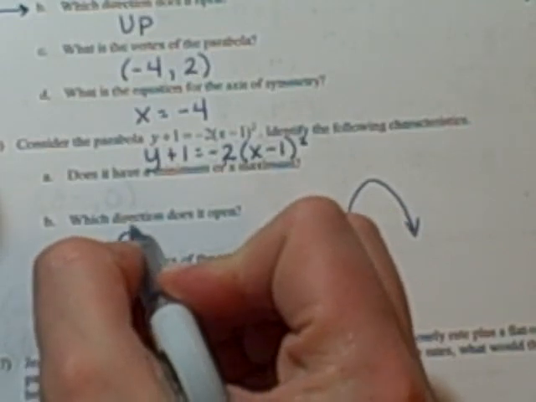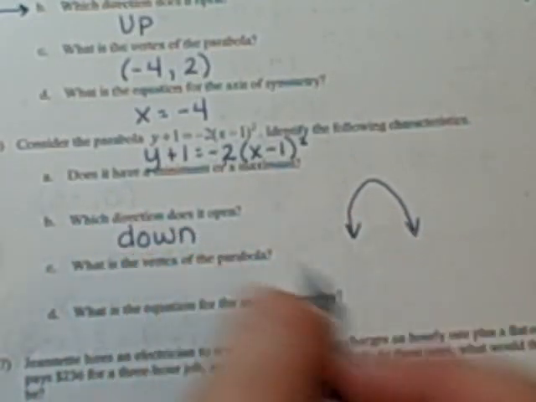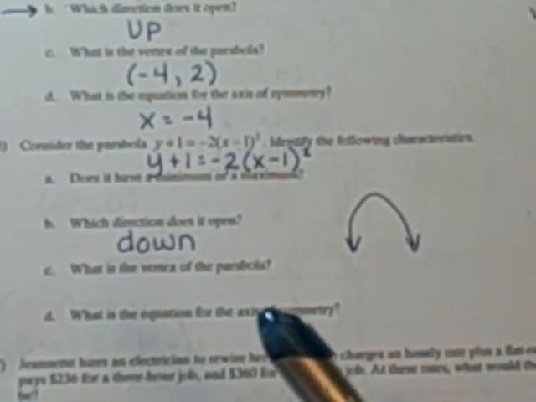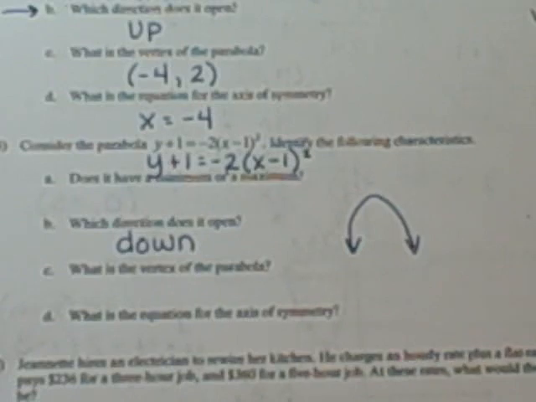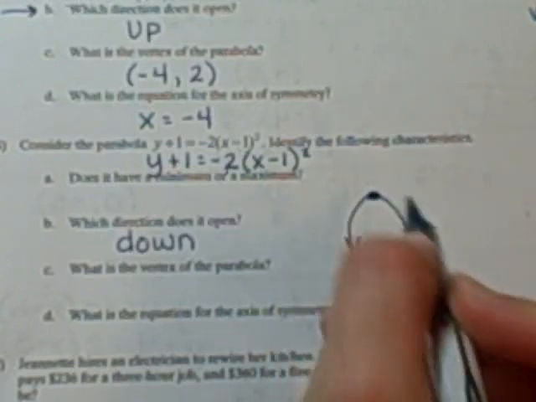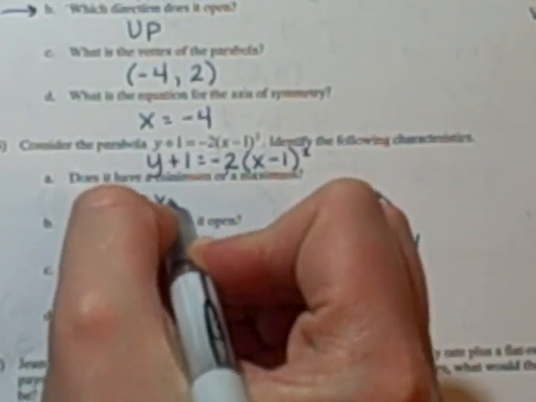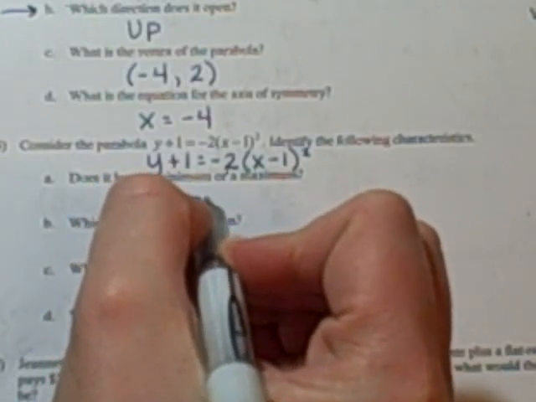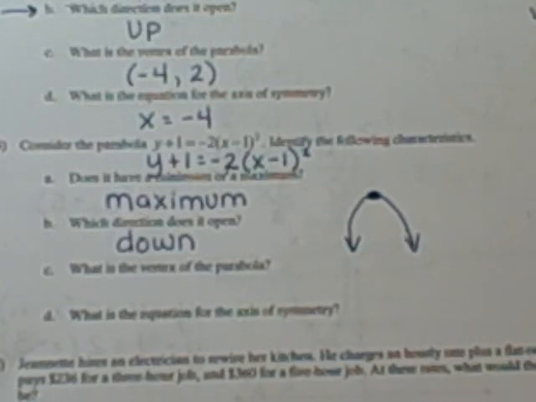Okay, so which direction does it open? It opens down. This time, you'll notice that this parabola extends downward forever and ever and ever. So we're never going to reach a lowest point, but we will reach a highest point. Okay, so that means this graph has a maximum. Anytime a parabola opens down, it will have a maximum value.